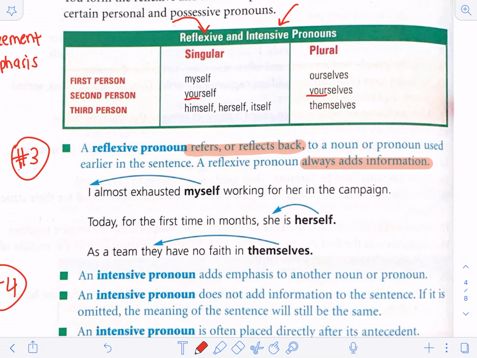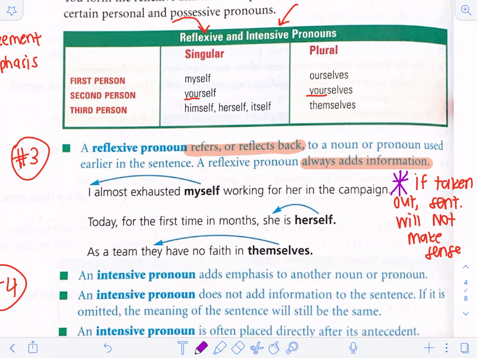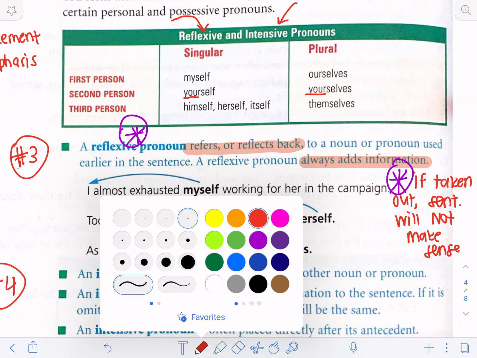So over here on the side, if taken out, sentence will not make sense. That applies to reflexive only. I'm gonna draw a big purple star here so you don't forget. Let's look at the second example.